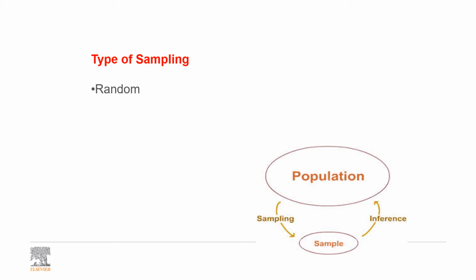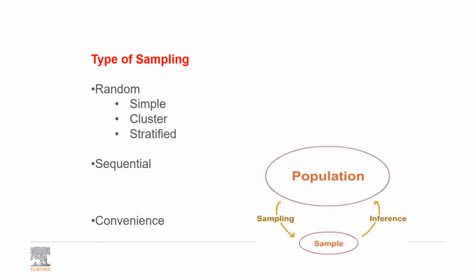Types of sampling, state it clearly. Is it random, simple random or cluster, or stratified? And then is it sequential or convenience sampling, for example? Don't say it's one type of sampling if it's not. Don't say it's random if it's convenience, for example, because people need to know the extent to which they can generalize your results.